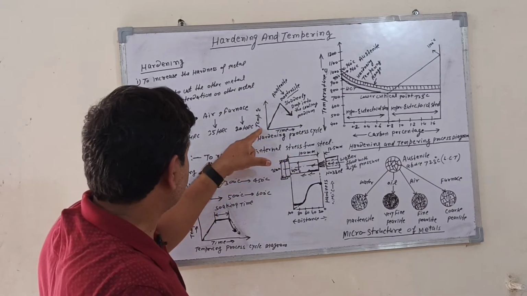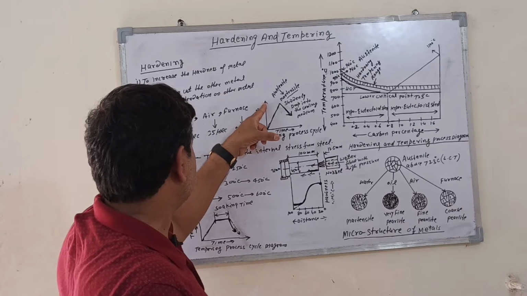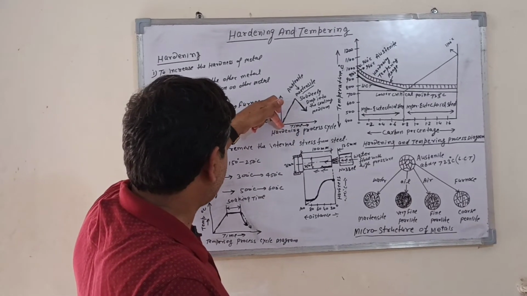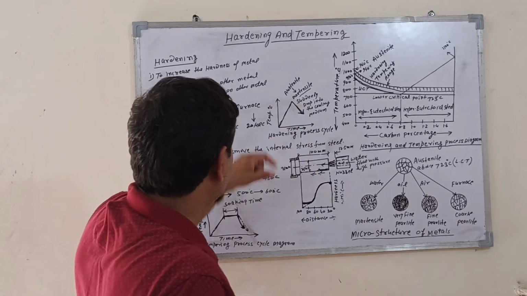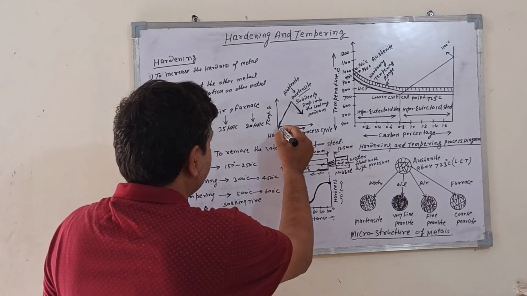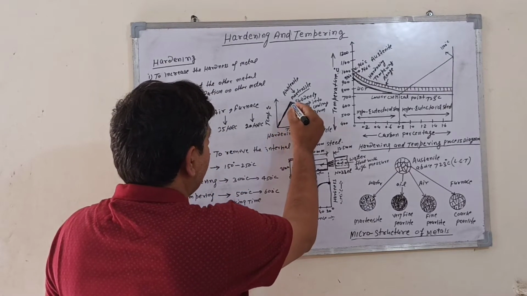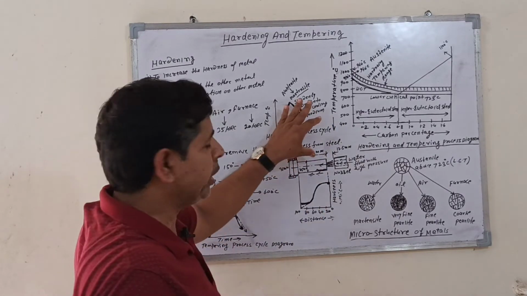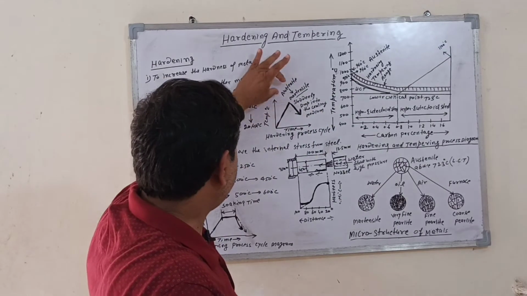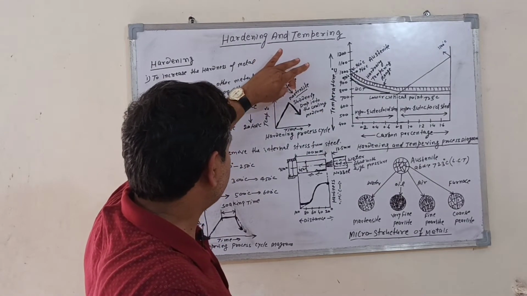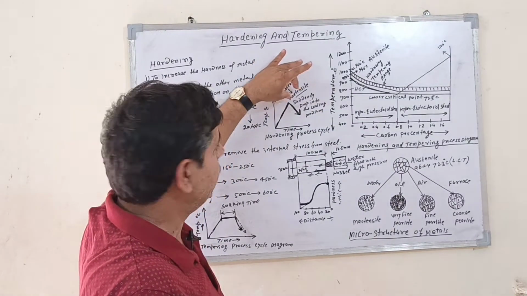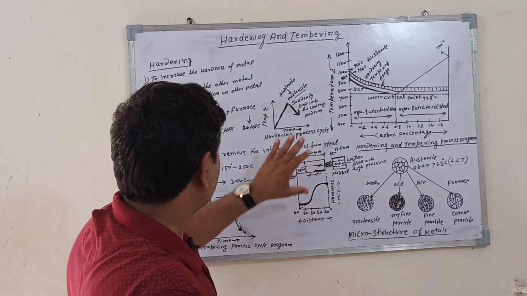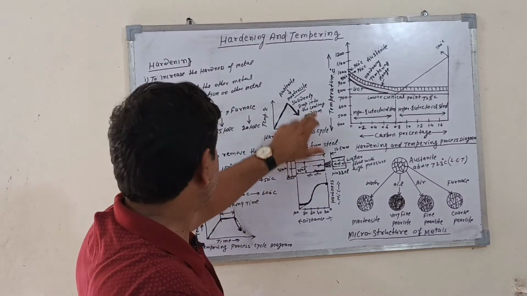You can see this cycle. The temperature is along the vertical axis, and the time is along the horizontal axis. The metal is heated, the temperature rises, and it is suddenly cooled in water or oil. This process is called the quenching process. The austenite is changed into martensite when suddenly dropped into the cooling medium. This is the hardening process cycle.